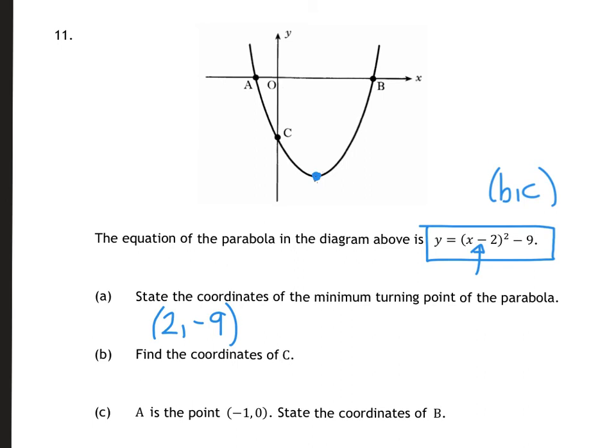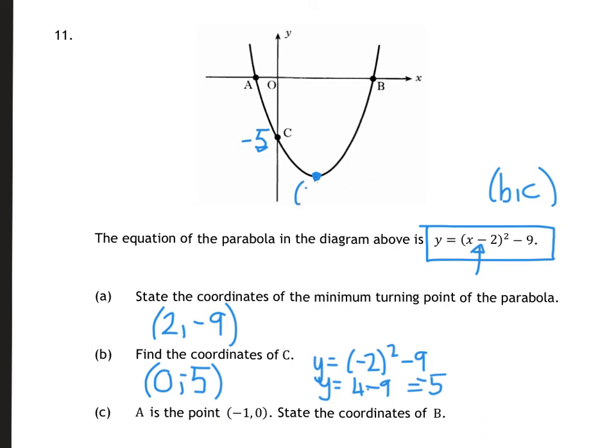The coordinate of C lies on your y-axis, so it is 0, something. X is 0 in this case. Remember, the first part of your coordinate is x. So I'm going to plug in x as 0. So I've got y equals 0 take away 2, just gives me minus 2, all squared, minus 9, which gives me 4 minus 9, which is minus 5. So the y coordinate is minus 5. Gives you 0, minus 5, which again matches the picture. So that is minus 5.